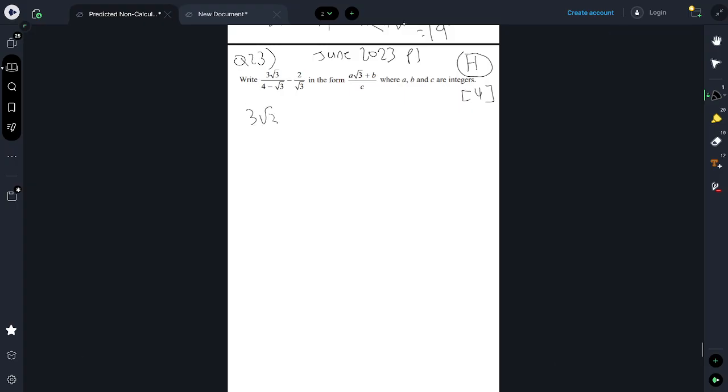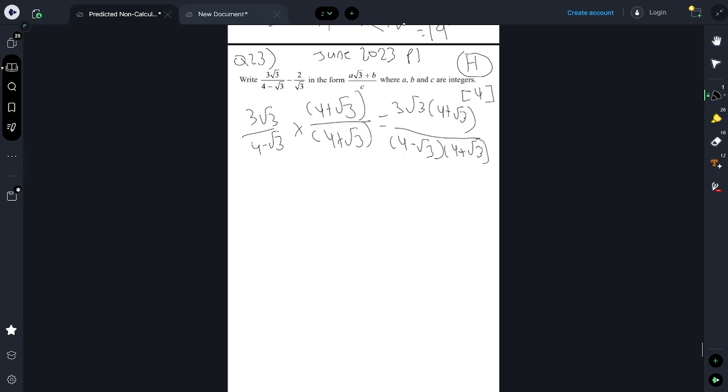So 3 root 3 over 4 minus root 3. Well, you should know to rationalise a fraction like this, you're going to have to times by its conjugate. So to make sure you get difference of two squares, you set it to 4 plus root 3. Okay, you take the opposite of the sign. So then let's times it across. So 3 root 3 times 4 plus root 3, all over 4 minus root 3 times 4 plus root 3.